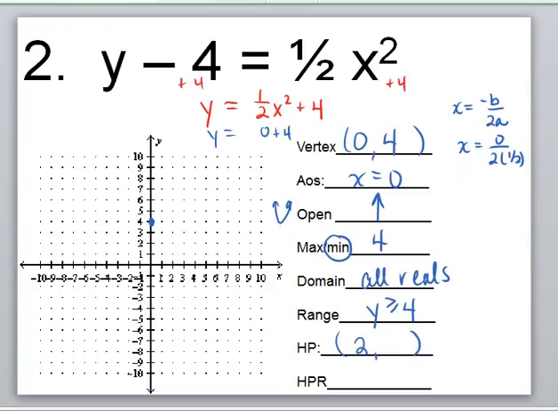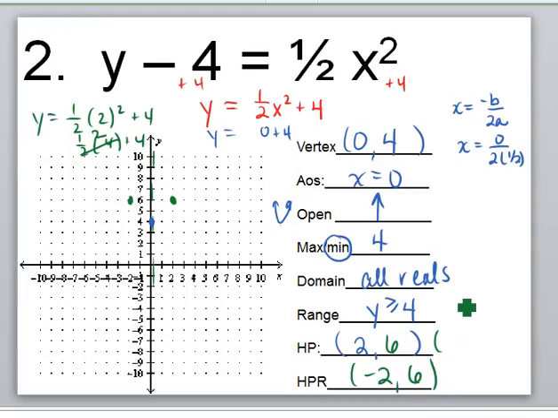So when I plug in 2 for my x value, I end up getting 1/2 of 4 plus 4. 1/2 of 4 is 2. 2 plus 4 is 6. So I'm going to say one of my helper points is 2, 6. My other helper point would be directly across from it, equal distance, so I'll count out 2. It would be negative 2, positive 6. And then I'll just sketch my picture.